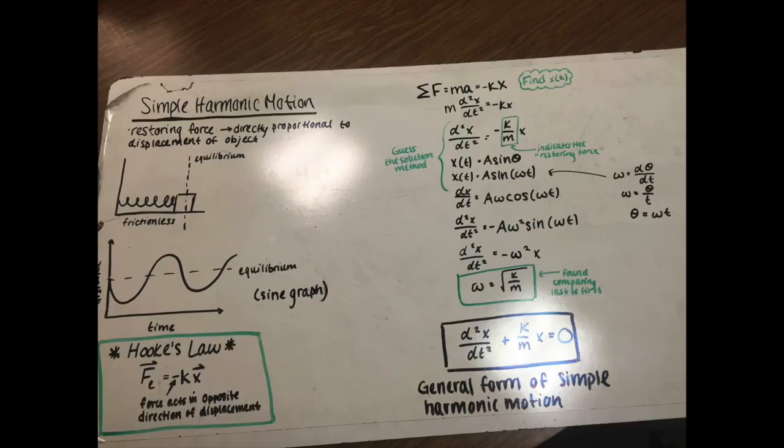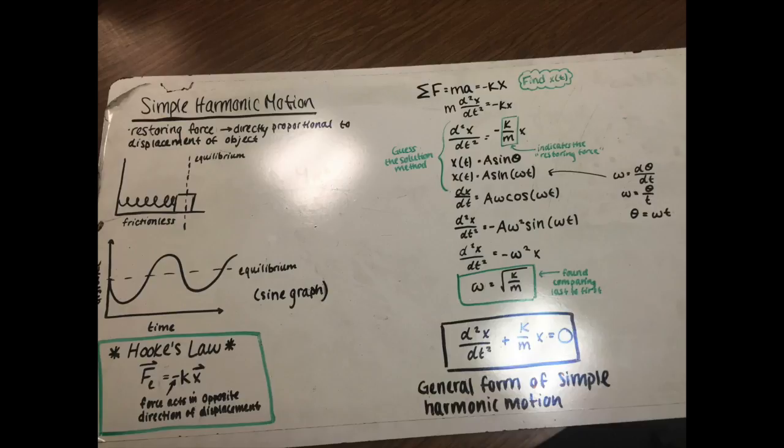And with that, you use the guessing method. Yes, it's called the guessing method. Guess the solution, and you'll get x of t equals A sine theta. And because we have from before that omega, the angular velocity, equals d theta over dt, theta being angle, we can derive that theta equals omega t. So x of t equals A sine of omega t, the w is omega.